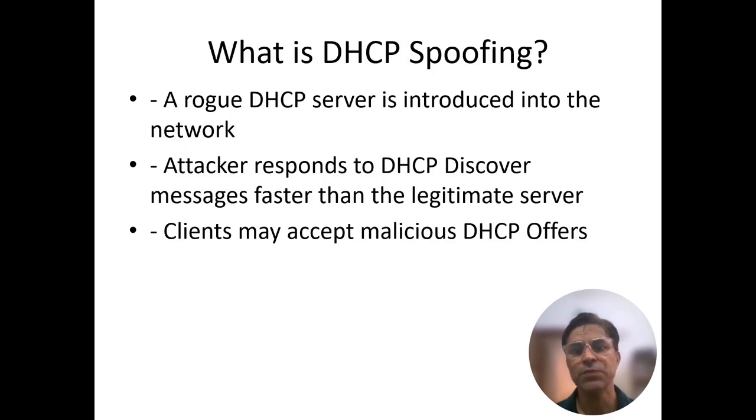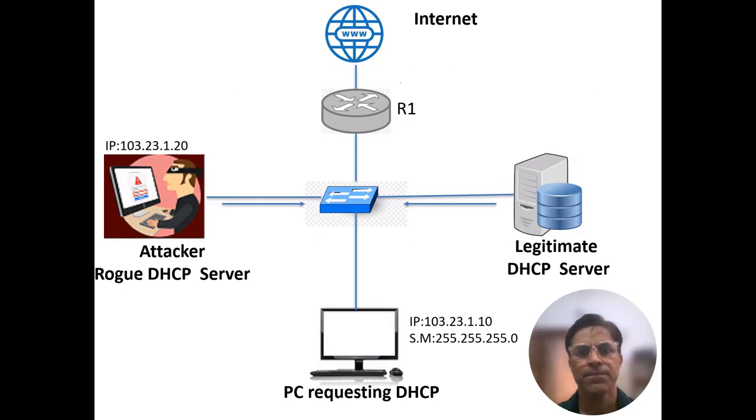What is DHCP spoofing? When a rogue DHCP server is introduced into the network, often through a wireless access point or Wi-Fi, the attacker responds to the DHCP discover message faster than a legitimate server. The client may accept the malicious DHCP offer. PC's request for IP address from DHCP server.